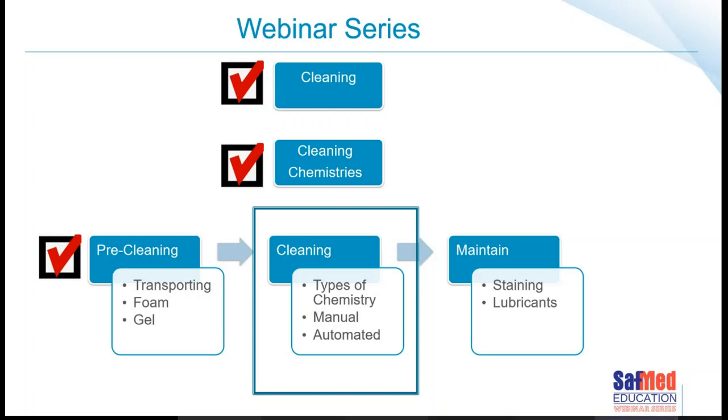We also covered a little bit on pre-cleaning, the importance of how we transport our instruments, keeping them moist before they get to the main cleaning, and of course the importance of potentially using the correct chemistries, and those kinds of chemistries include transport foams and gels. We then went on to talk a little bit about different types of chemistries, and that's where we'll pick up today. We'll start by reminding ourselves about the importance of pre-cleaning, and we'll carry on with cleaning itself, finishing off with chemistries that we use to maintain our instruments and the importance of instrument maintenance.